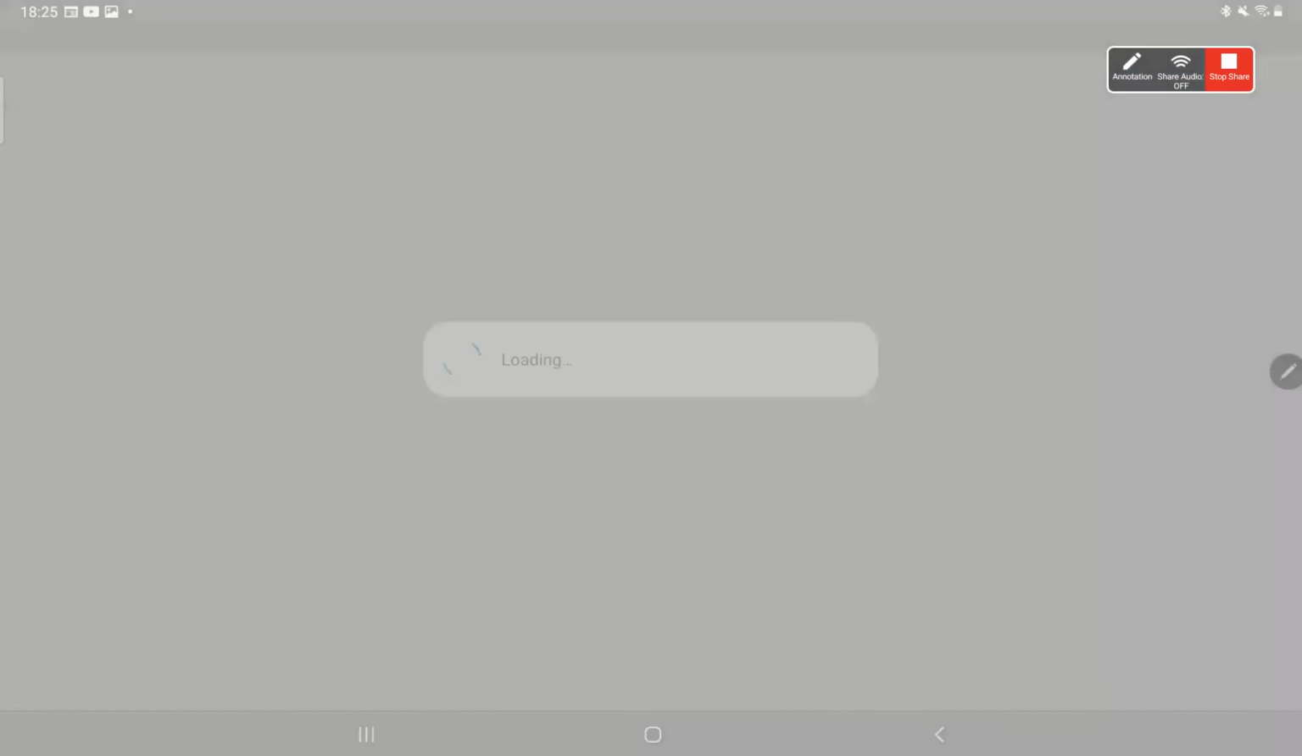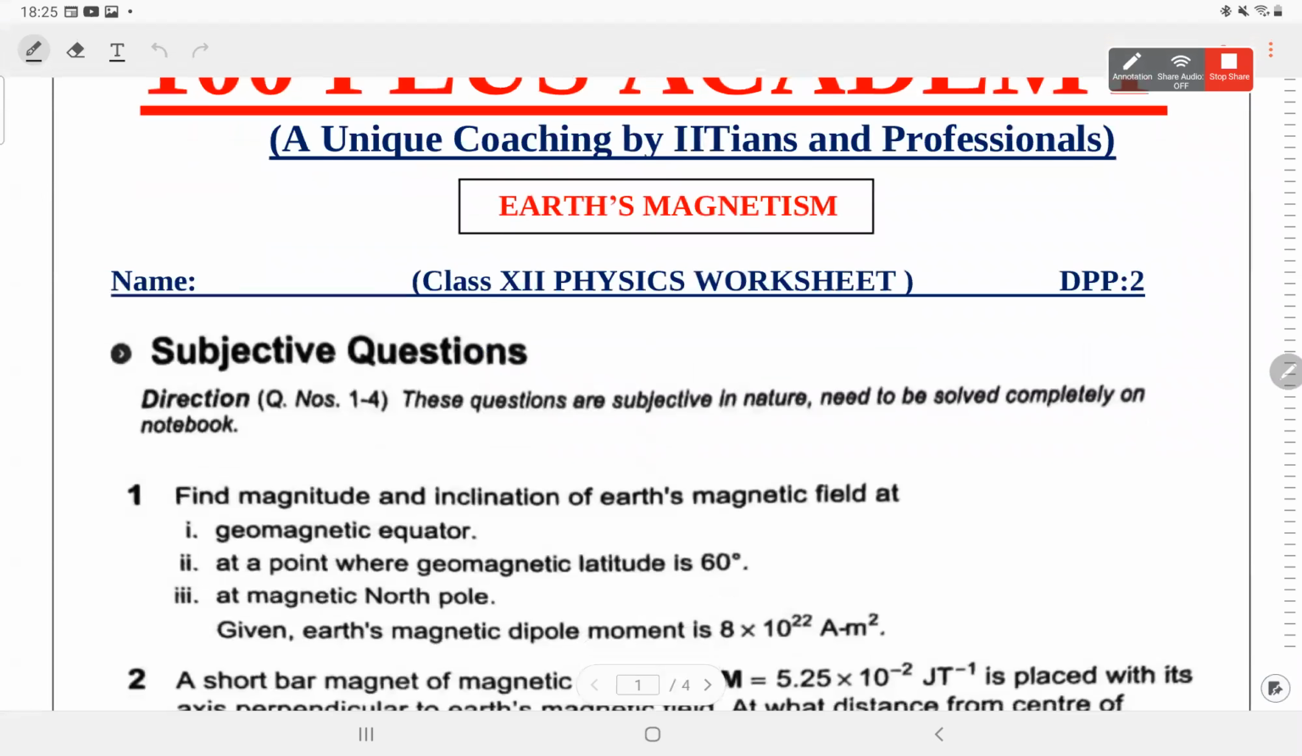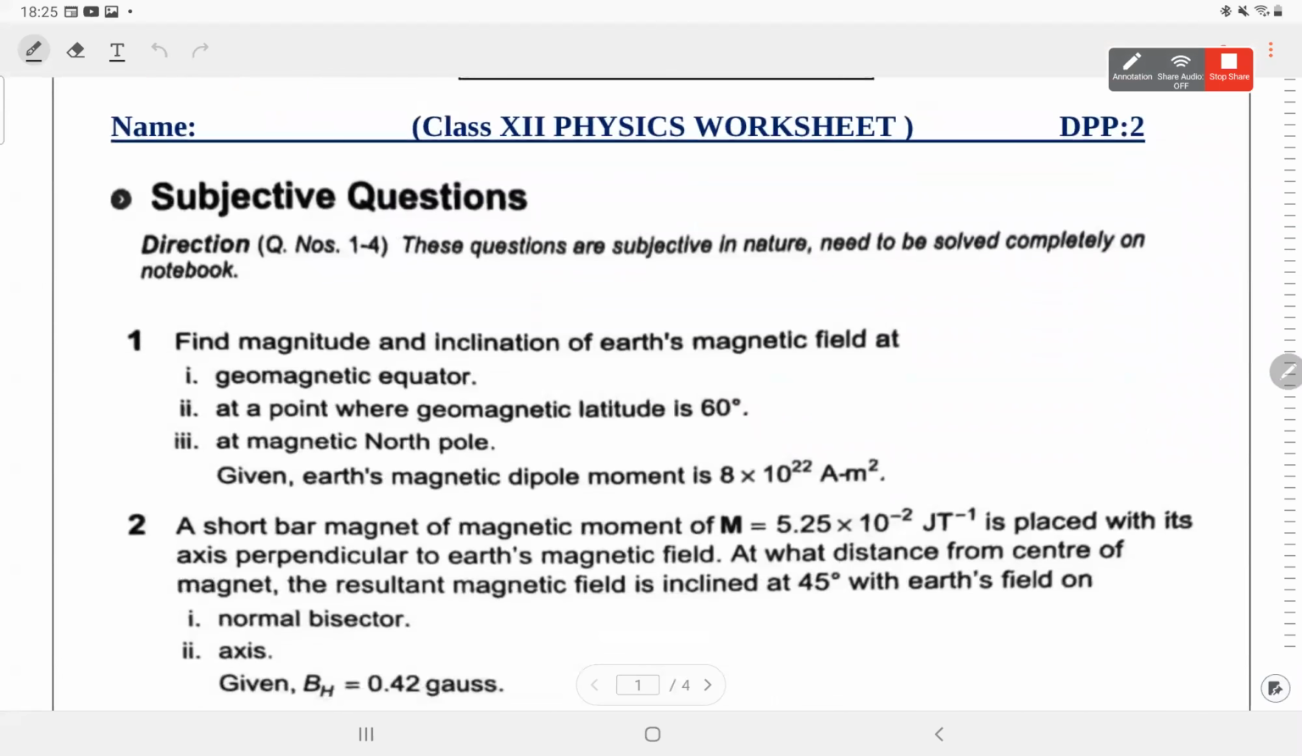Third one is on the magnetic materials and their properties, paramagnetic, diamagnetic. So I'm just quickly taking the questions. Right. Find the magnitude and inclination of Earth's magnetic field at the geomagnetic equator. We can skip the first question, no problem. Inclination of Earth's magnetic field means we have to tell the angle of dip. At the equator it is parallel, so there is no angle of dip.